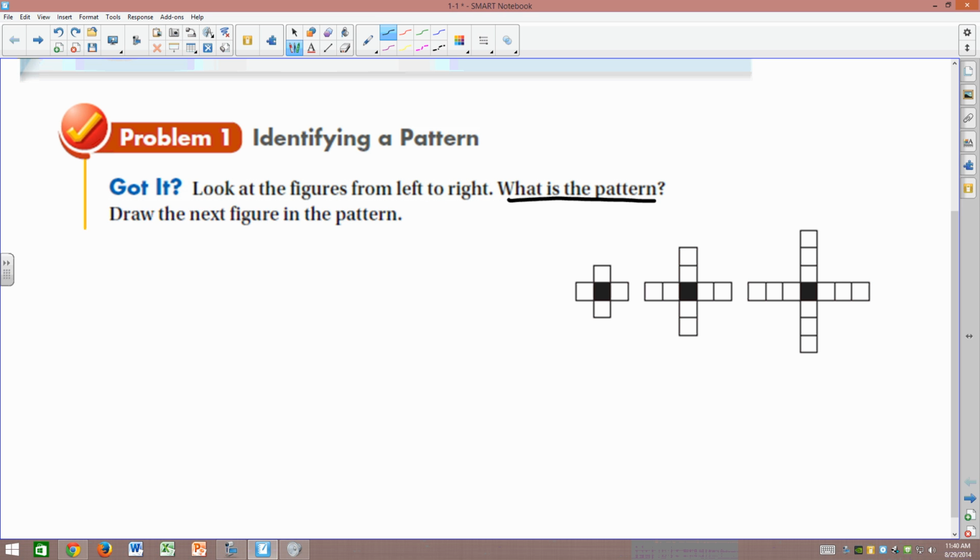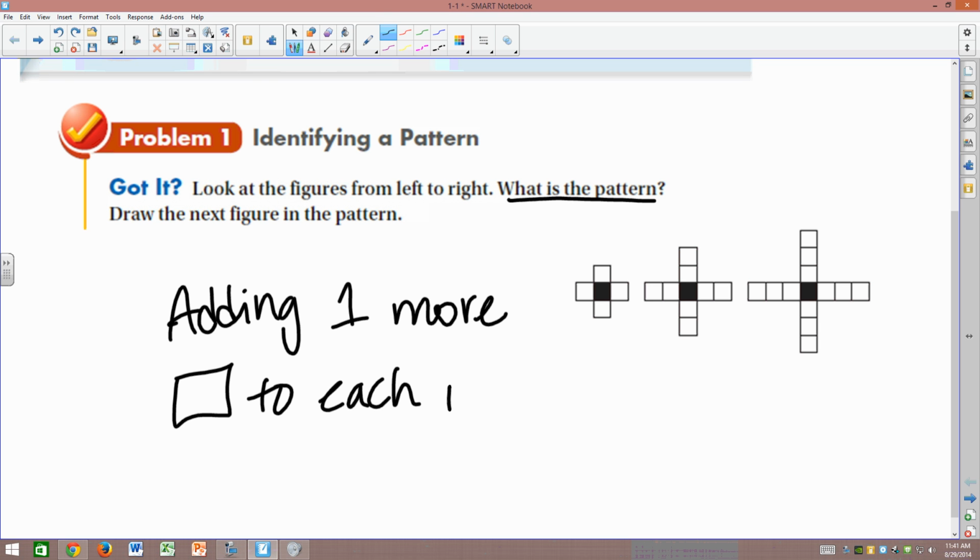It's asking what is the pattern, so that means in words we have to say. So you would write on your paper, what would you say, Mrs. Kendro? I would probably say adding one more square to each branch. Oh, branch, I like that.